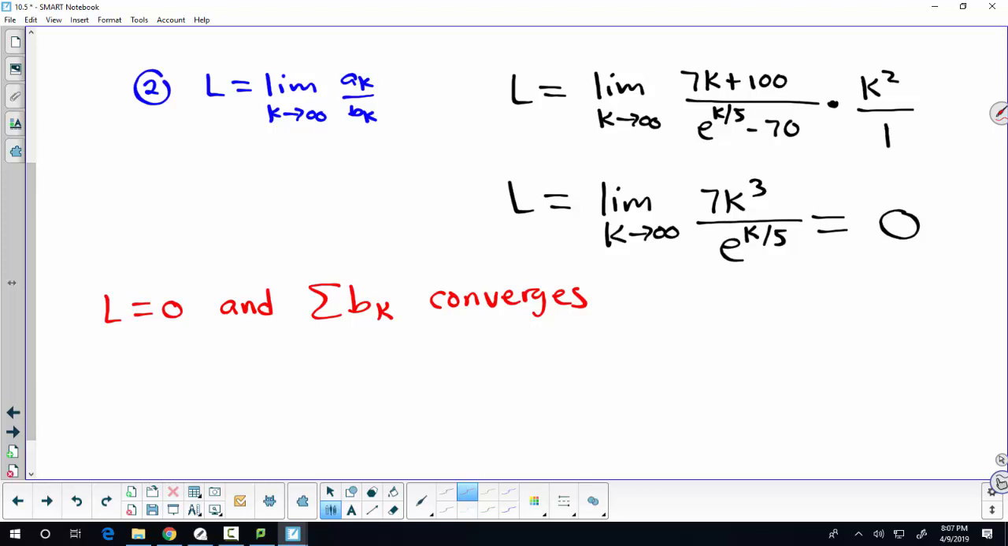So let me finish this before I lose my place. So the limit is 0 and b sub k converges. Therefore, the given series converges.